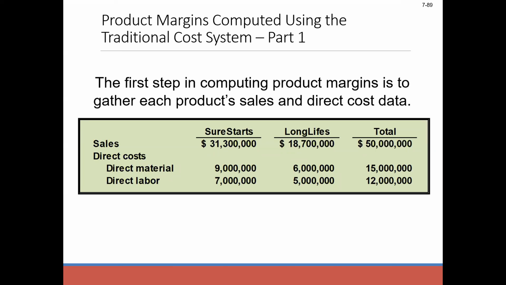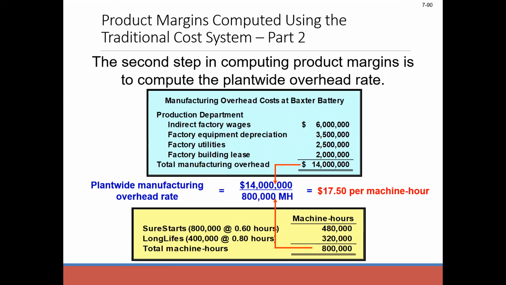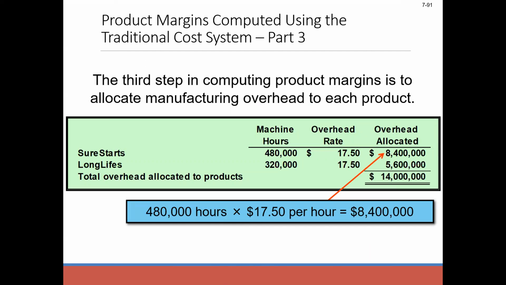So in looking at product margins, we've got to look at the direct cost per product. Then, again, in looking at product margins, we've got to look at computing a plant-wide overhead rate. So we're taking all the overhead, dividing that by the total machine hours to come up with a cost per machine hour. In this case, $17.50. Then we're going to take our machine hours per Sure Starts and machine hours per Long Lives to allocate the manufacturing overhead to each one of these products.